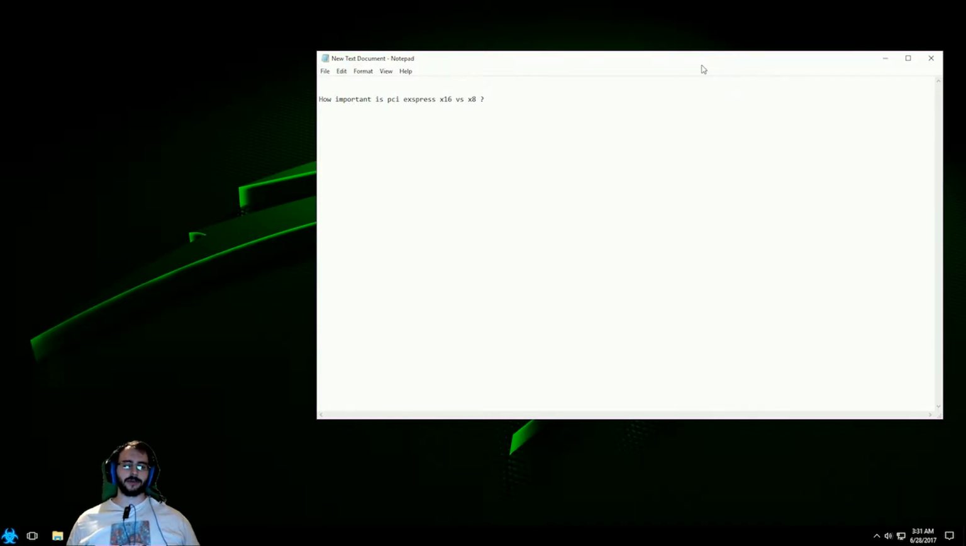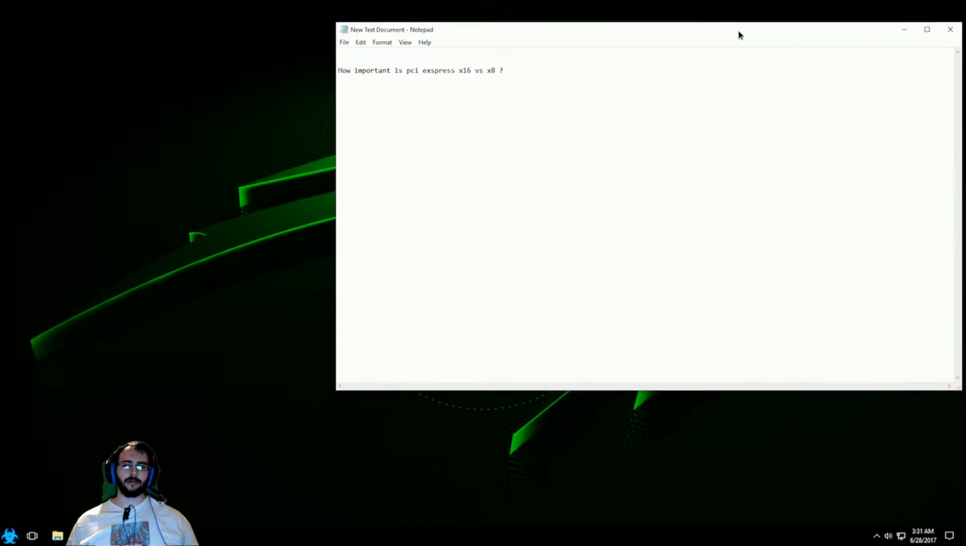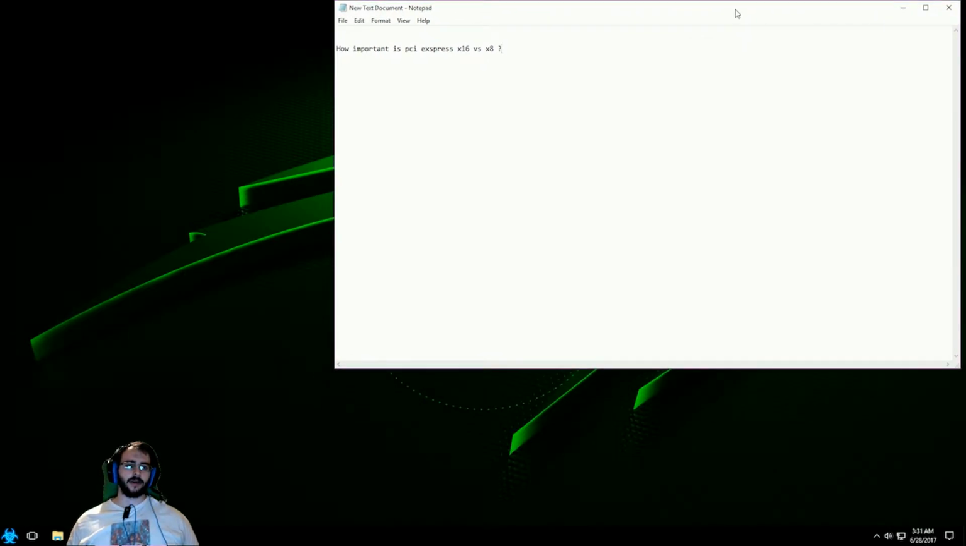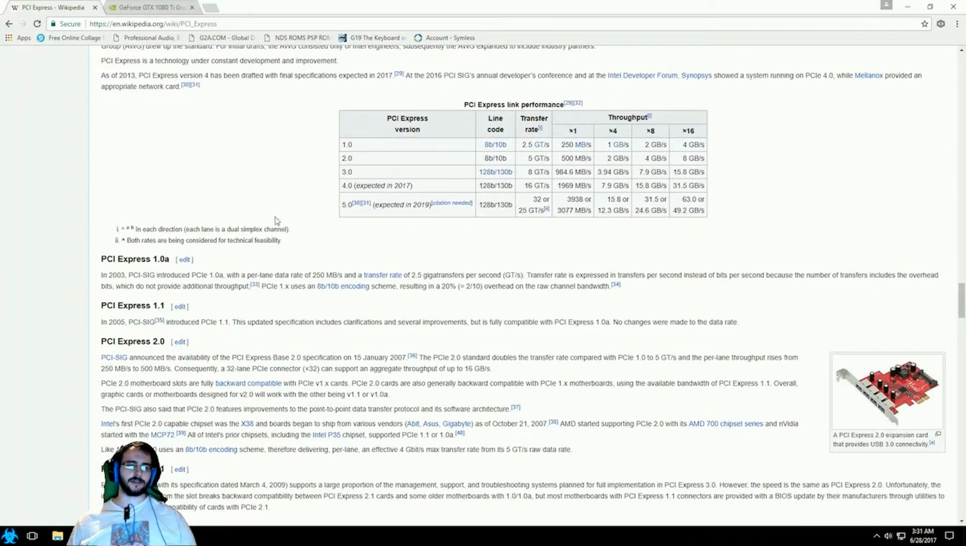Now, I'm not going to show you a bunch of crazy benchmarks or anything like that, but I do have the answer to this question, and I'm going to sum it up for you right now. So basically, if you got anything kind of modern now, any modern motherboard, you're running PCI 3.0, and I'm going to show you some stuff here.